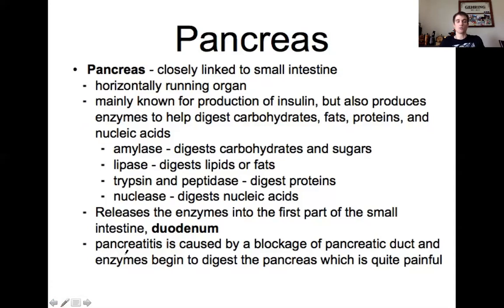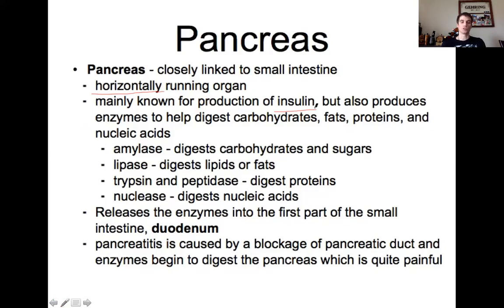Your pancreas does a number of things for your body. It's closely linked to your small intestine, so it runs horizontally, which we'll look at here in a second. The reason most of us are aware of your pancreas is it produces insulin. If you are diabetic, you have trouble either producing insulin, or your body doesn't absorb and use insulin correctly, so it just floats around your body.